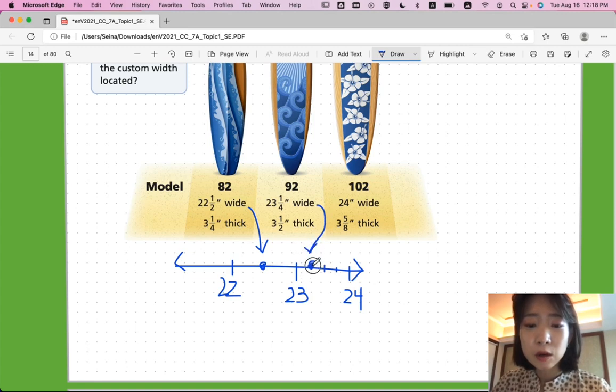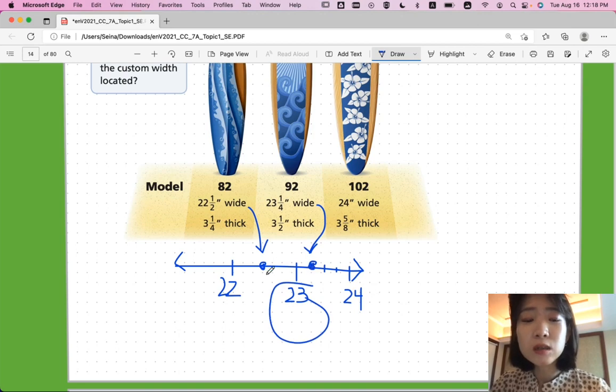So if another surfboard is between these two, and you want a whole number, you can say it's 23, or you can do 22 3/4, or 23 1/8. There could be numerous possible answers, but if you want a whole number, you can say it's 23 inches. It could be 23 inches.